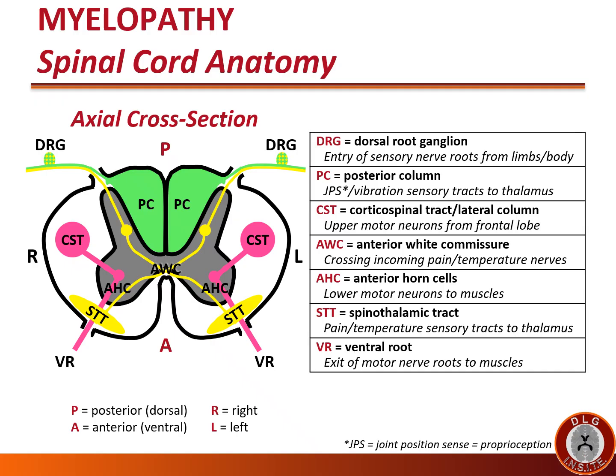The corticospinal tracts, or lateral columns, carry the upper motor neuron fibers down from the frontal lobes. They then synapse on the lower motor neurons in the anterior horn cells, and the anterior horn cells are the nuclei for the lower motor neurons, and the lower motor neurons exit the spinal cord via the ventral roots.